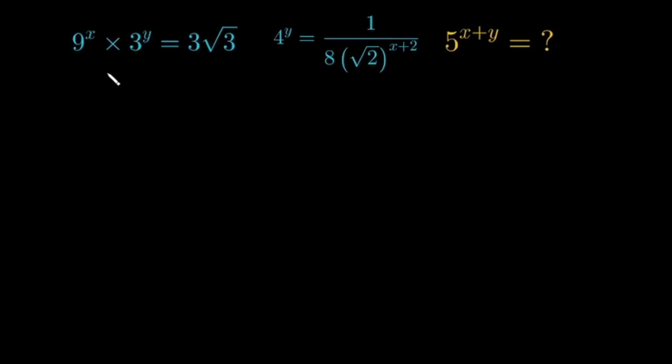Hello everyone. In this lecture, we are going to solve this given problem. If 9 raised to the power x times 3 raised to the power y equals 3 times √3, and 4 raised to the power y equals 1 over 8 times √2 raised to the power x plus 2, then find the value of 5 raised to the power x plus y, where x and y belong to the set of real numbers.